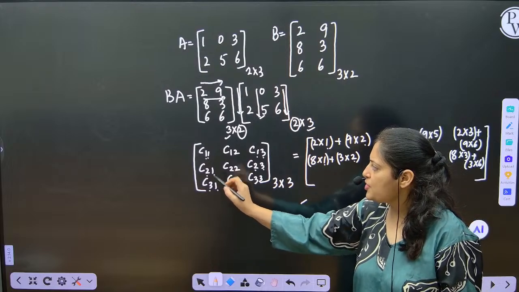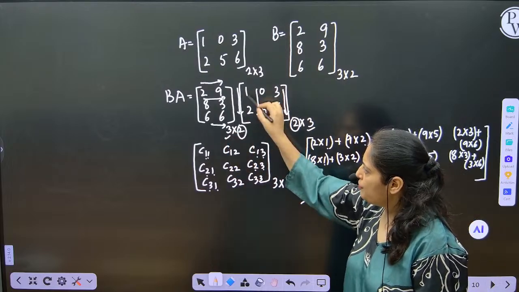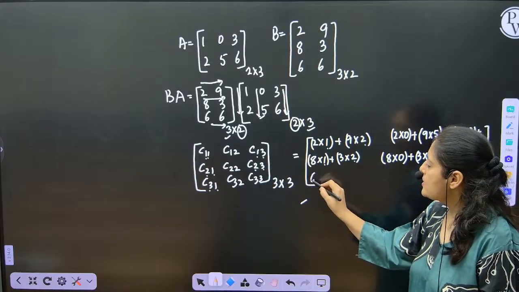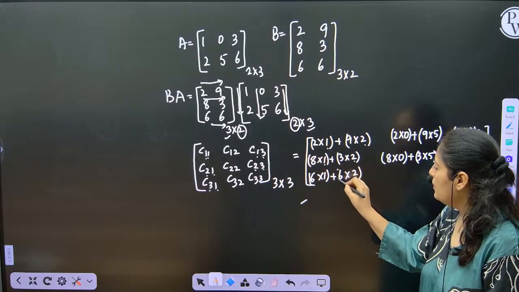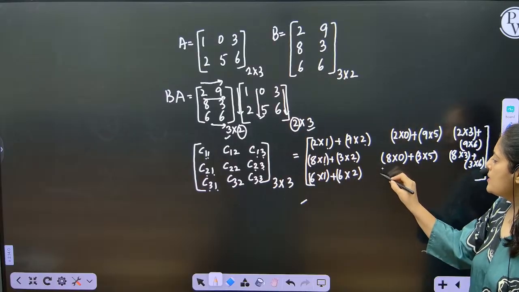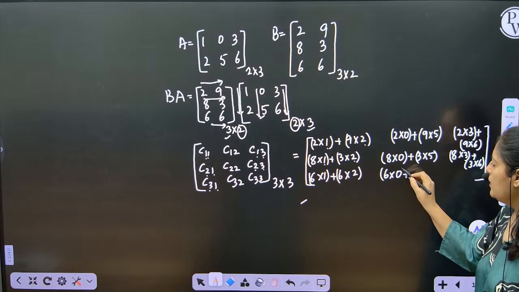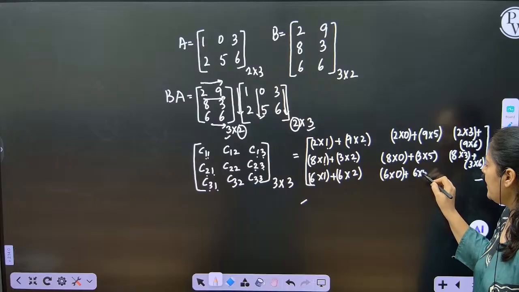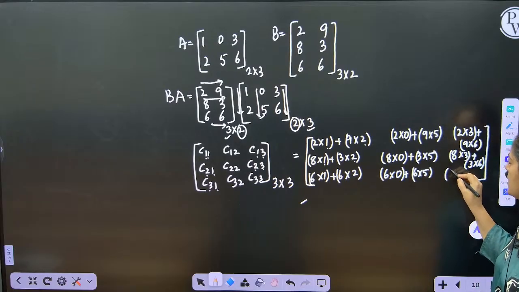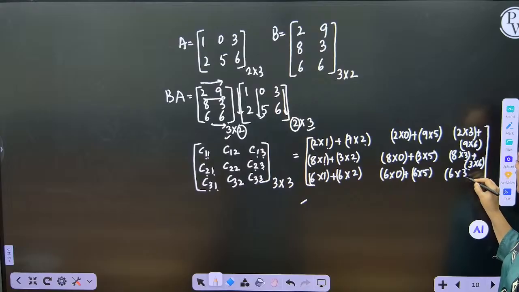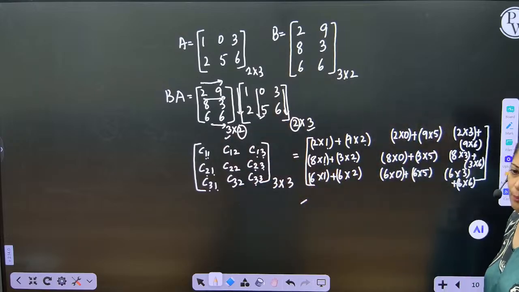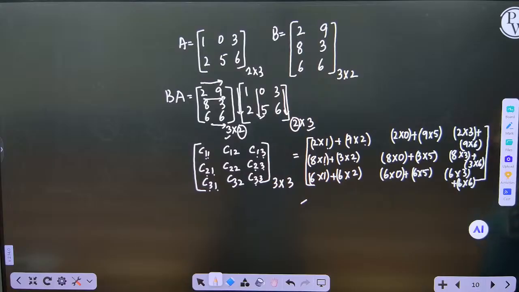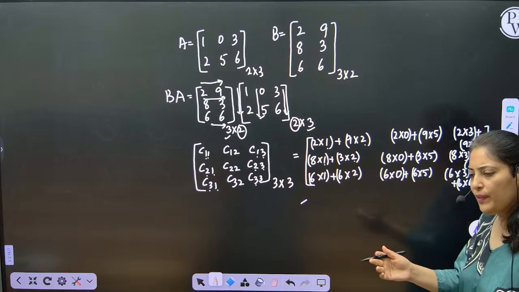Third row, first column: 6 into 1 plus 6 into 2. 6 into 0 plus 6 into 5. 6 into 3 plus 6 into 6. That means third row, third column. Now we'll multiply and then we will add.